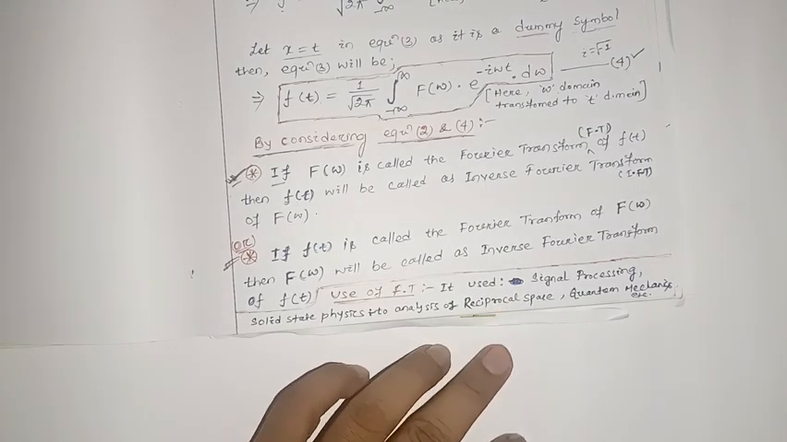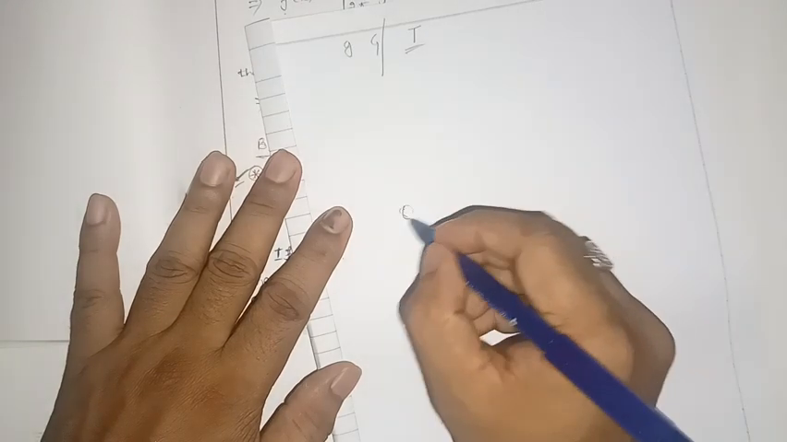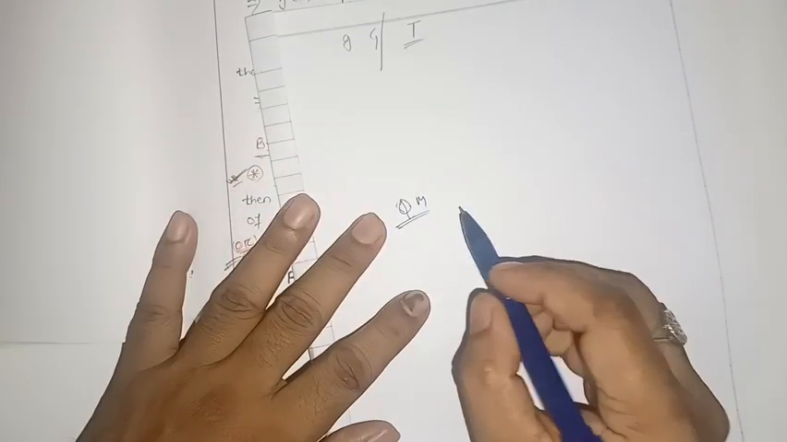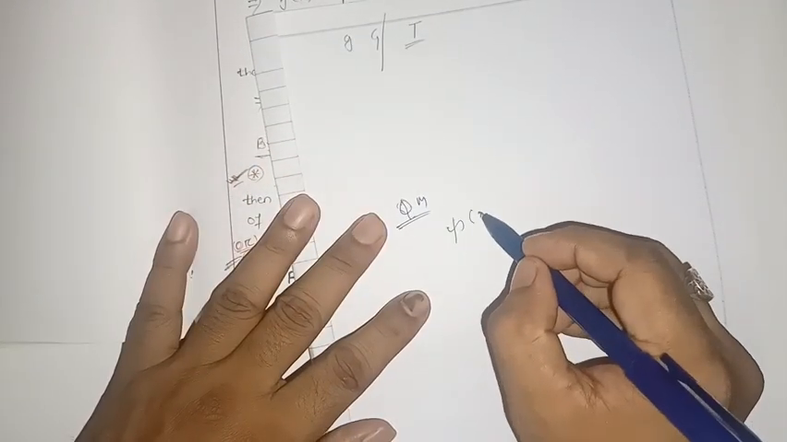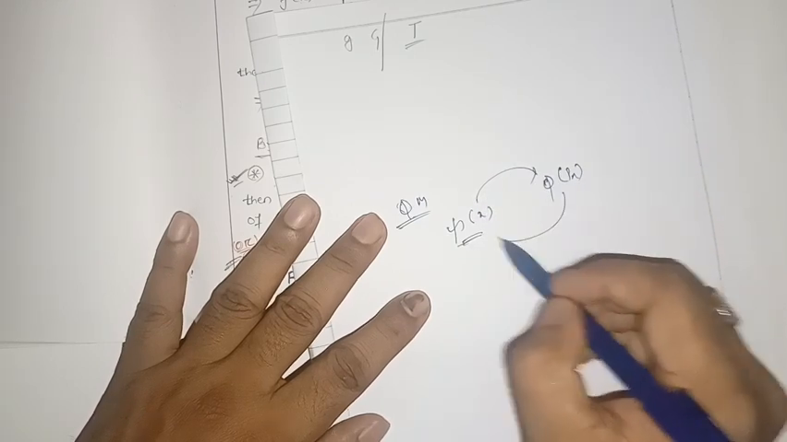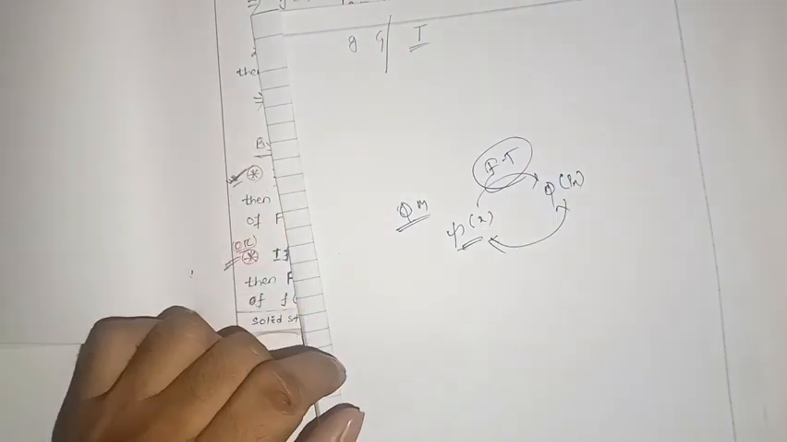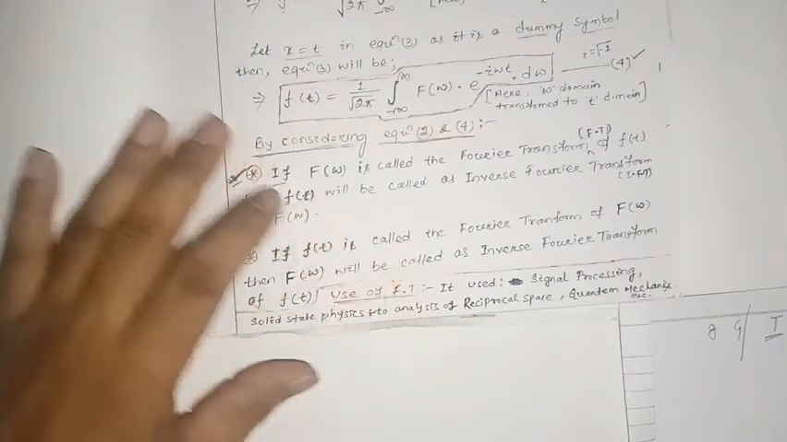And in quantum mechanics, which you are going to study in your 5th semester, suppose one wave function is in the position space, it can be transformed to momentum space and vice versa by considering Fourier transformation. In detail you are going to study it in your 5th semester. Okay, so this is all about your Fourier transform.